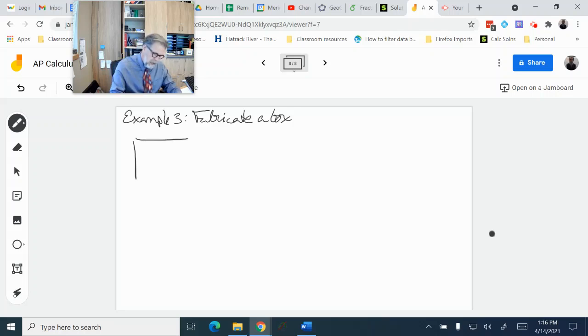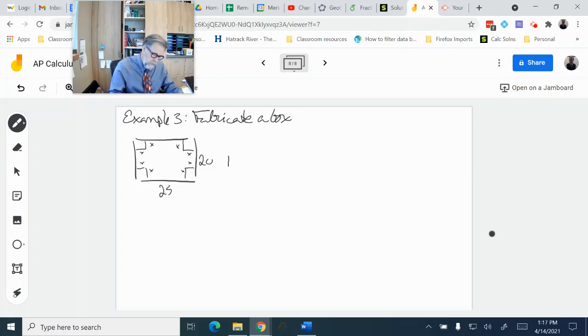We're going to take a piece of steel, cardboard, whatever, and we're going to cut corners out. And the corners are going to be x by x. The sheet of metal we started with is 25 by 20. And the question is, how can I maximize the volume of this box? Well, here's what we know.